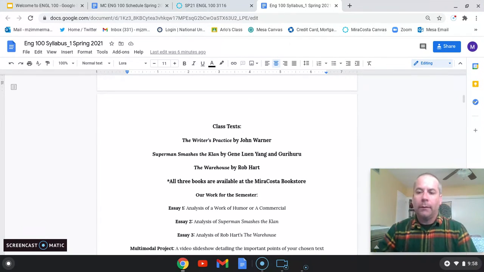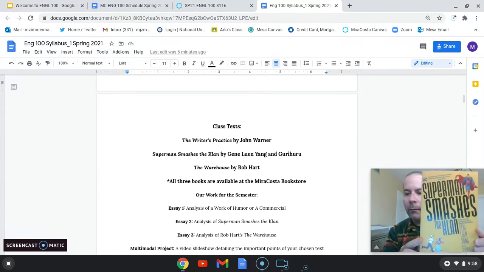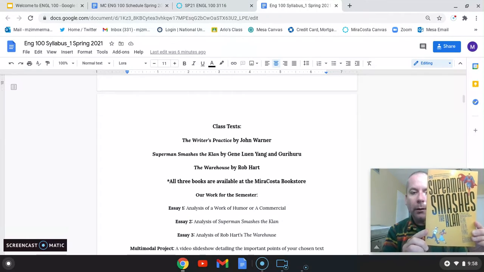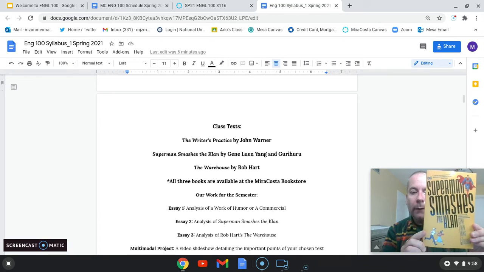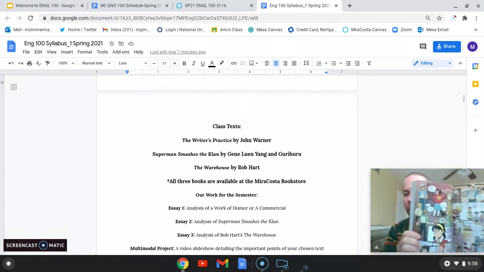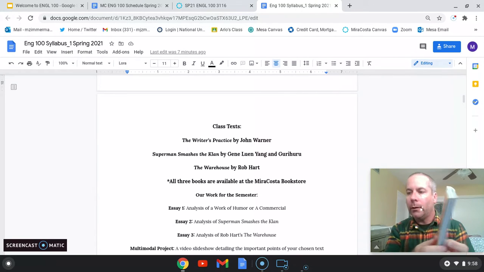Our second text is a graphic novel. I love comics, so this is one I'm really excited about. It's called Superman Smashes the Klan. It's by Gene Luen Yang and Gurihiru. It's a story of Superman adapted from a radio show where he's up against the Ku Klux Klan, and a lot of interesting comments on our culture and Superman and who he is. And it's got lots of great images and lots of great art and excitement. So I look forward to working on that with you all as well.